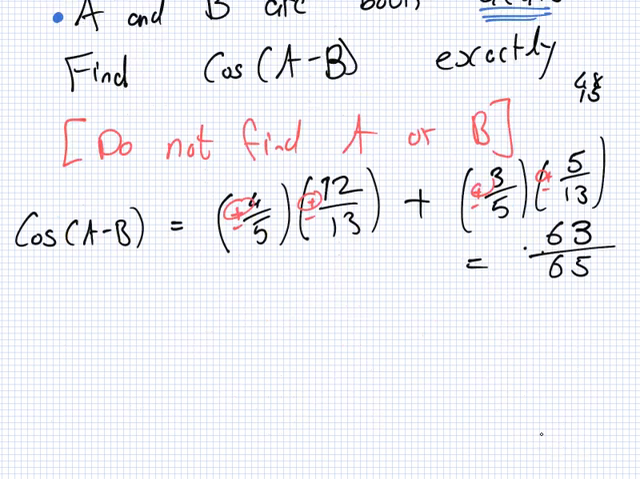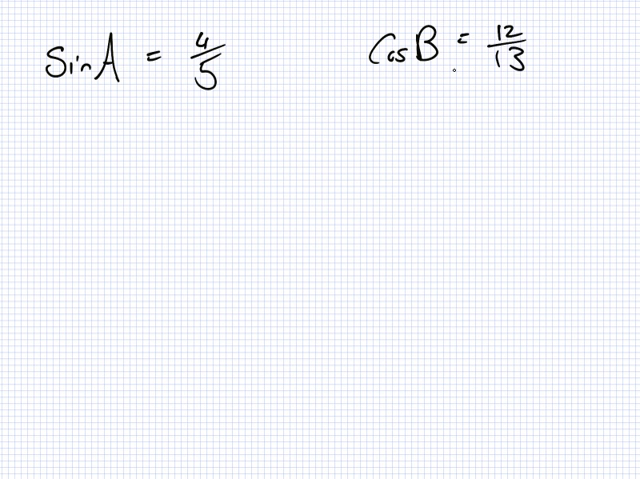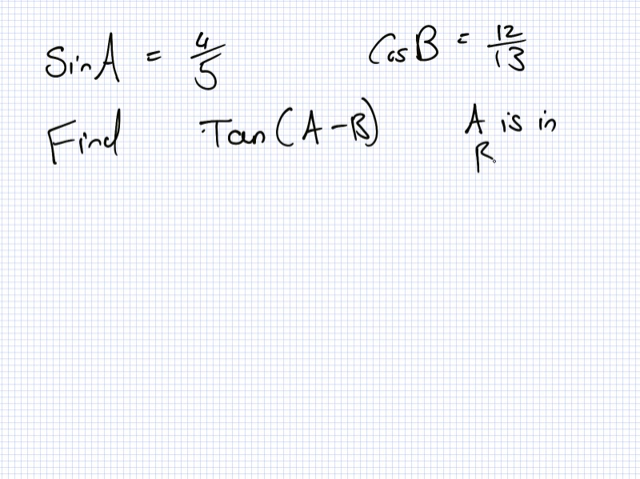Okay, next one. Let's say sin A is 4 over 5, and let's say cos B is 12 over 13. And I want you to find, let's say, tan(A minus B). And let's say A is in and B is in. No, I want to use acute and obtuse.